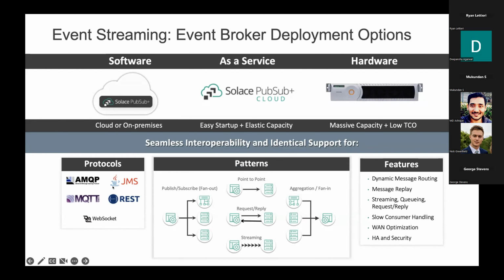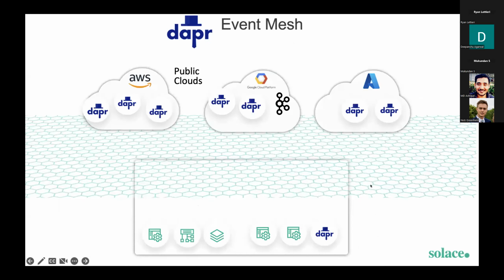We support a variety of protocols, and this is primarily how we integrate with Dapr. I'll get into that in a bit. AMQP and MQTT are the protocols that are relevant for the Dapr conversation, but we support a bunch of other things like WebSocket. We have a number of patterns as well that you could accomplish using the event broker. They have many features, which I'm not going to get into line by line today, but the most important feature, and again, relevant to the talk, is the event mesh.